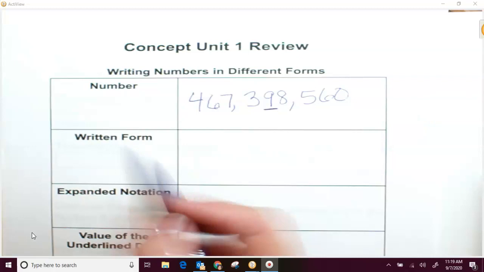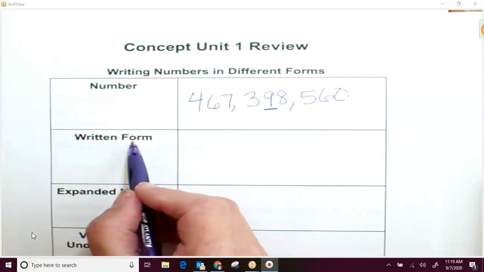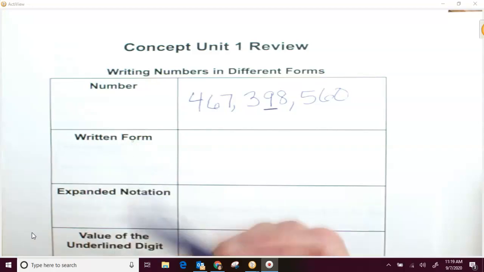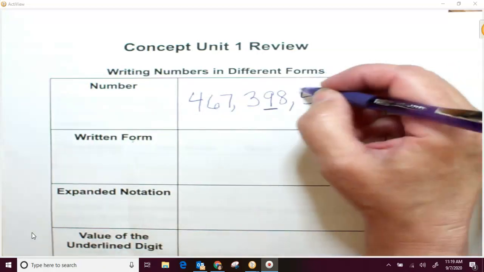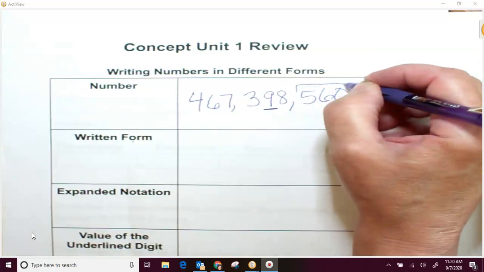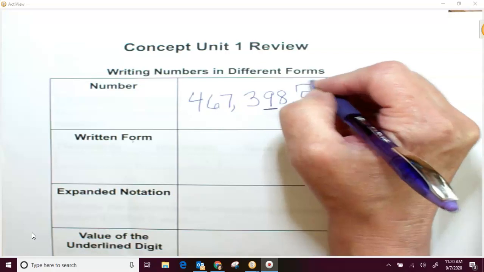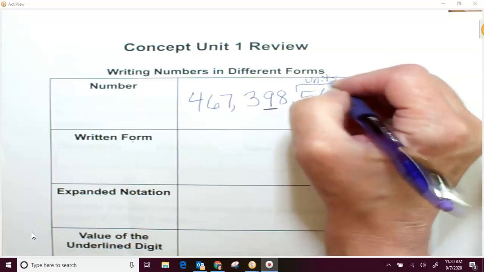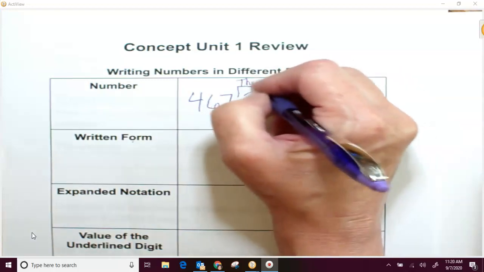Okay, so first thing we want to do is our written form. Now you can use your place value chart. One side has the boxes for the place value, the other side has the words. The easiest thing to do with the written form of the word is to say it as you go and then write down what you say. But let's just go ahead and review these first three digits all the way to the right of the number are called the units period. These three numbers are the thousands.